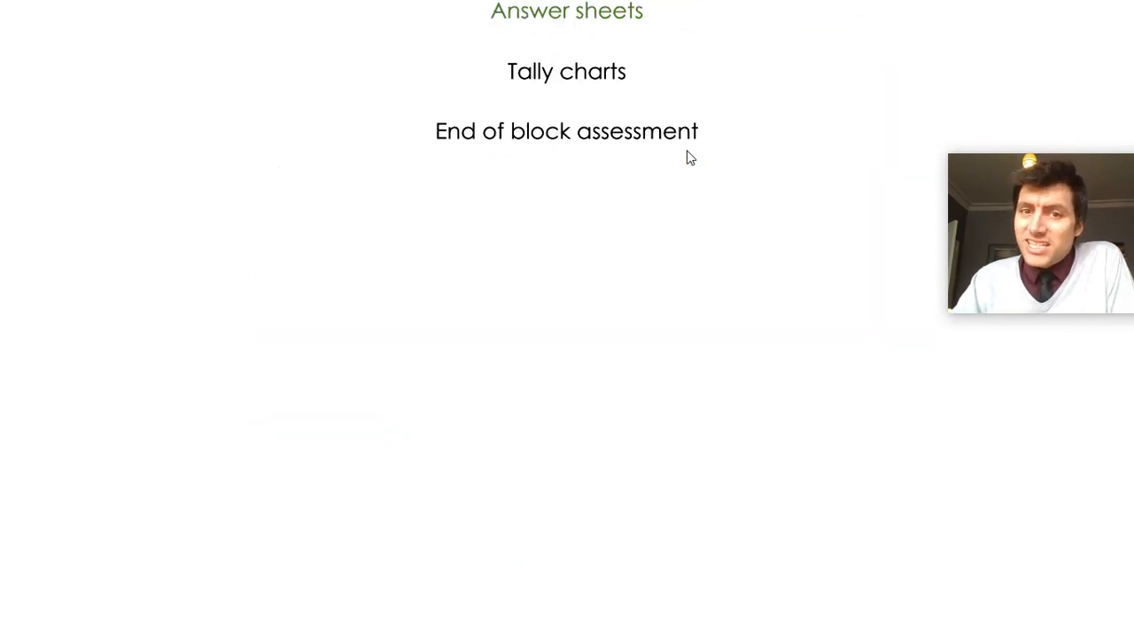You're going to have some answer sheets today for your tally chart work, also your end of block assessment. So please have a look at those with whoever looks at your answers, just to see how you're getting on.